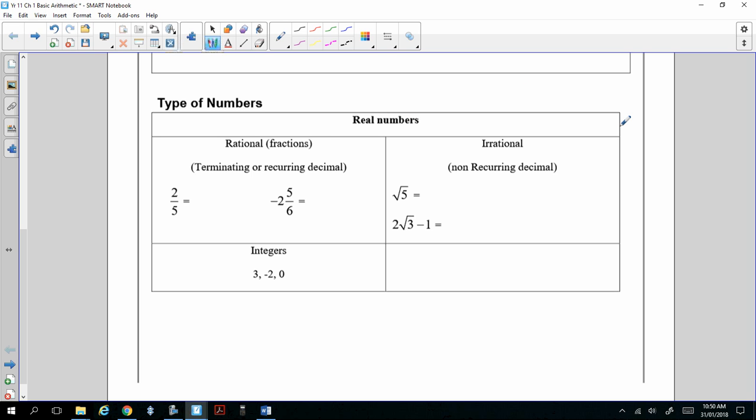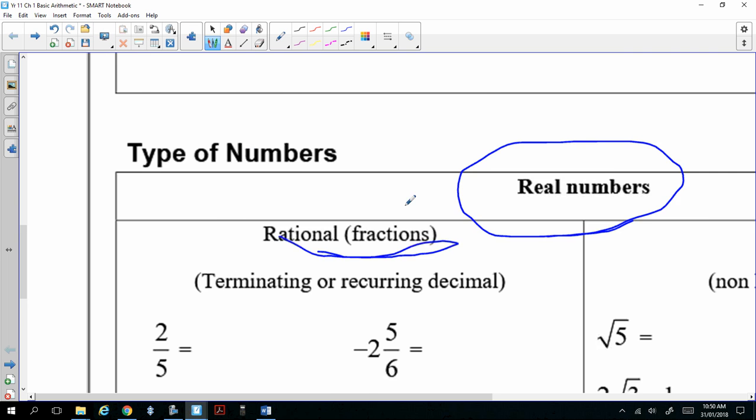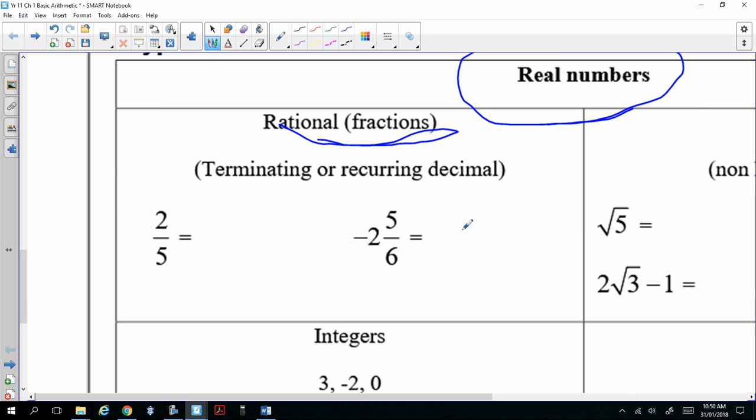So altogether, these are called real numbers. Real numbers are separated into rational fractions and irrational, something you learned last year, I hope. So these are the numbers. Rational fractions means numbers that are terminating. In this case, 0.4 terminates, or recurring, which is negative 2.